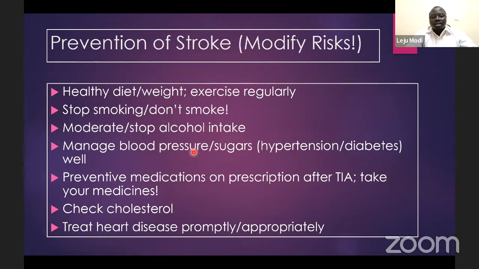Preventive medications, especially if they have had TIA, I mentioned this. Check blood lipids or fats, such as cholesterol, because if they are known to be high and somebody has not yet had a stroke, they will be given medications that reduce the level of cholesterol. Any heart disease needs to be treated promptly and appropriately, because we have seen that heart disease is a risk factor for stroke itself.